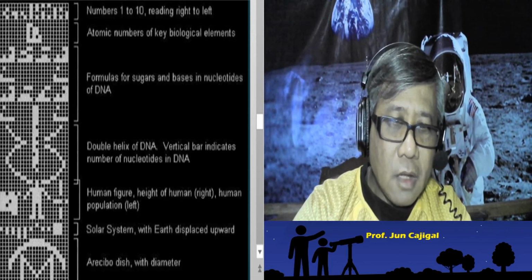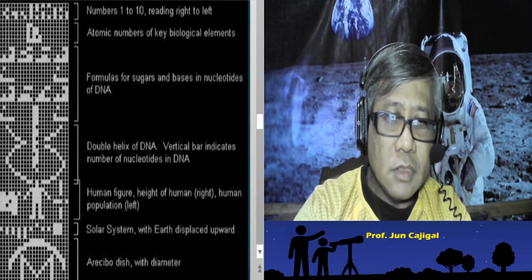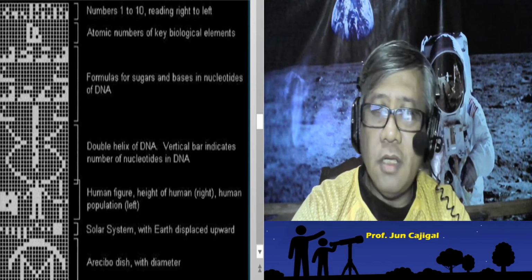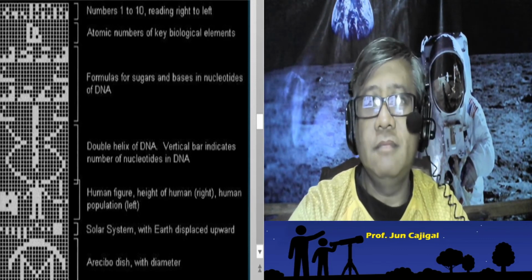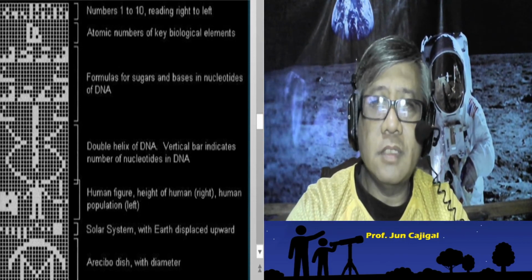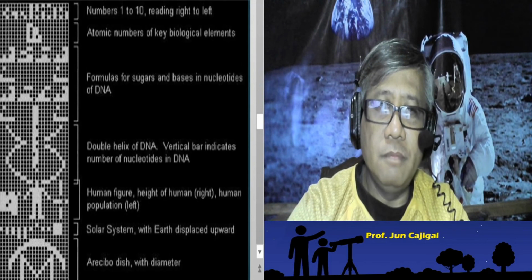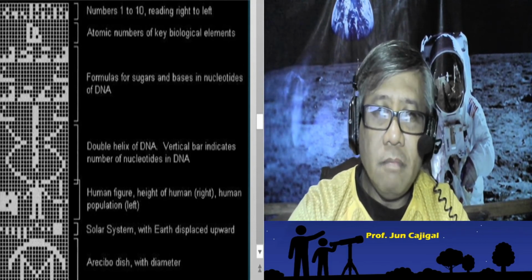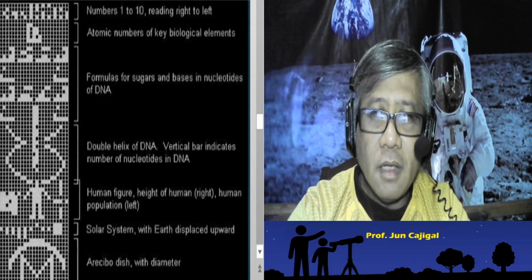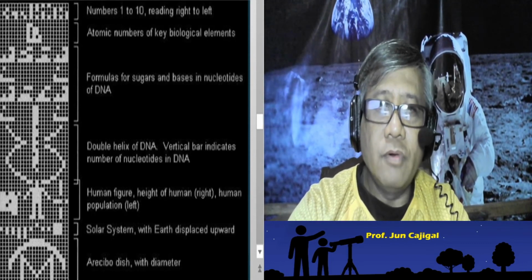Then, you can see there the shape of the DNA molecule, which is the double helix. Then there is a human figure. Below that is our solar system, and below that is the shape of the Arecibo dish antenna. So, that was the coded message sent by the Arecibo Radio Telescope. If we sent a message, what do we wait for? A reply. So, we are now waiting for a reply.